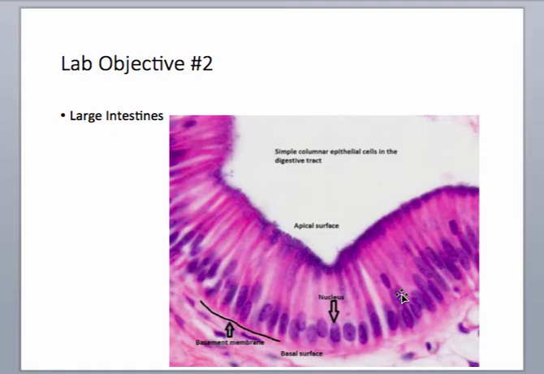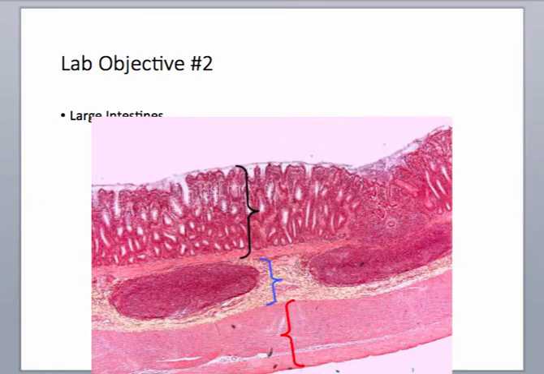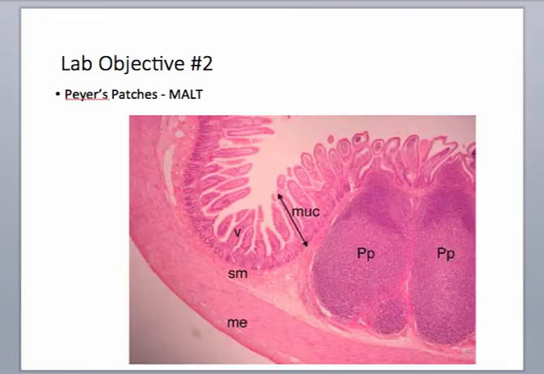So essentially, there's absorption of water here. There's also a lot of goblet cells, so kind of interspersed here, that will produce mucus. And that's going to help to lubricate and ease the passage of feces through the large intestines. Looking at the large intestines, let's look at this slide again. In the small intestine, again, these Peyer's patches are going to look like sort of these large circular structures in the mucosa.